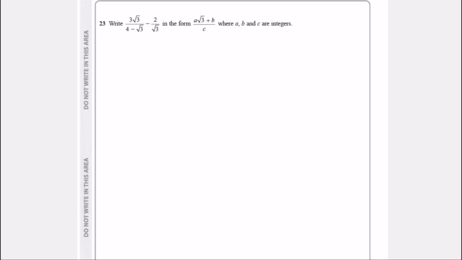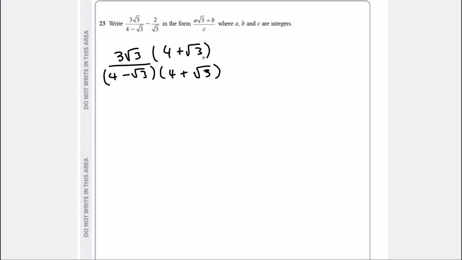Yeah, either way around. So let's rationalize the denominators first. When we have 2 terms on the bottom, we use the opposite sign. So for 4 plus root 3, we want to times by 4 minus root 3. We're using the difference of 2 squares to get rid of the root 3.